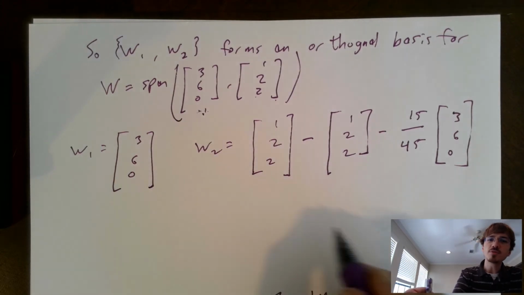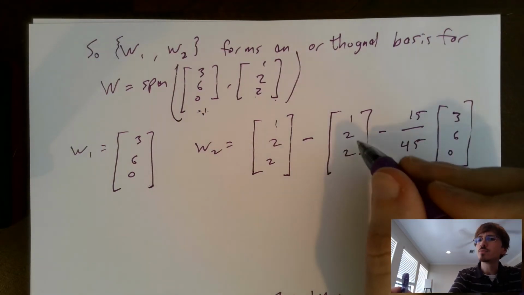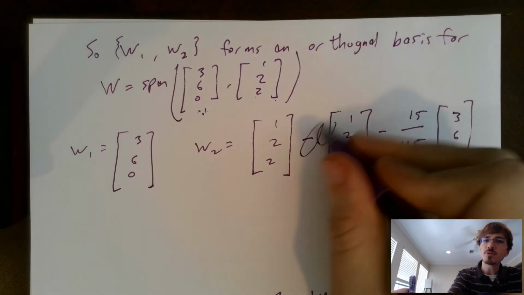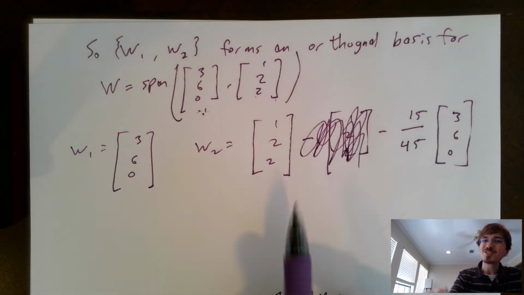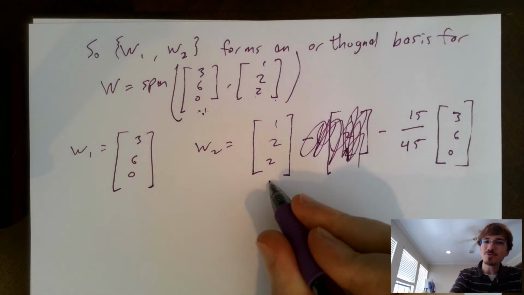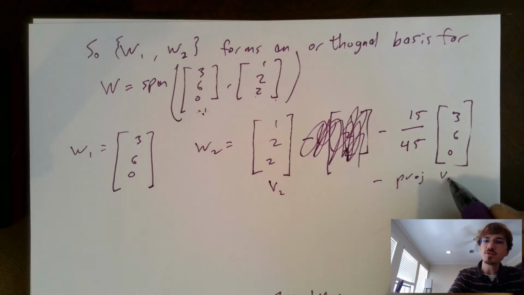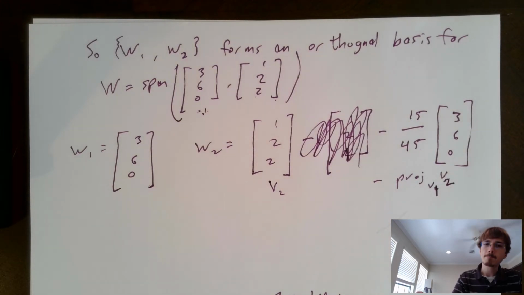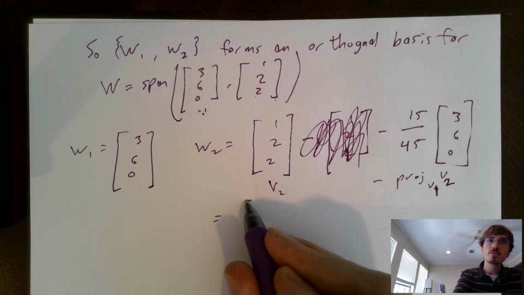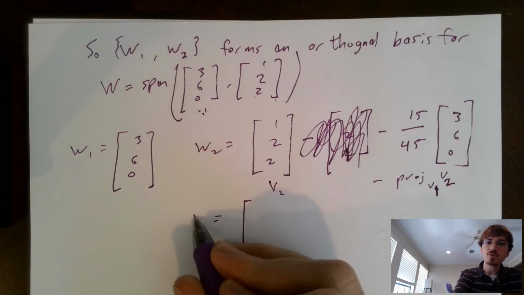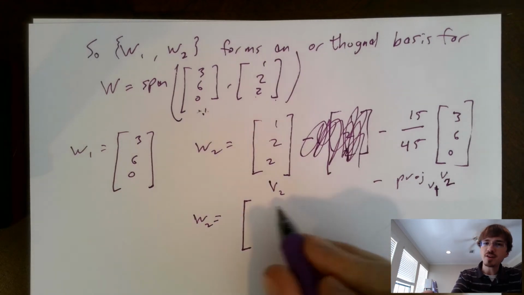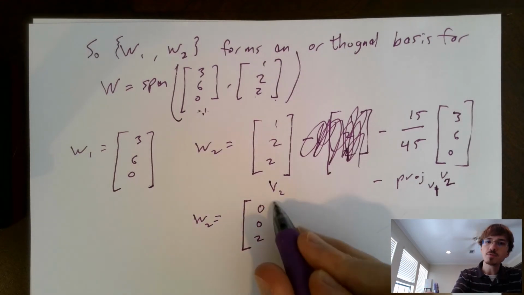Which means that W2 is just the vector (1, 2, 2), this is our V2, minus, and this vector over here is the projection of V2 onto V1. And if we compute this now, we should see that W2 is equal to the vector (0, 0, 2).